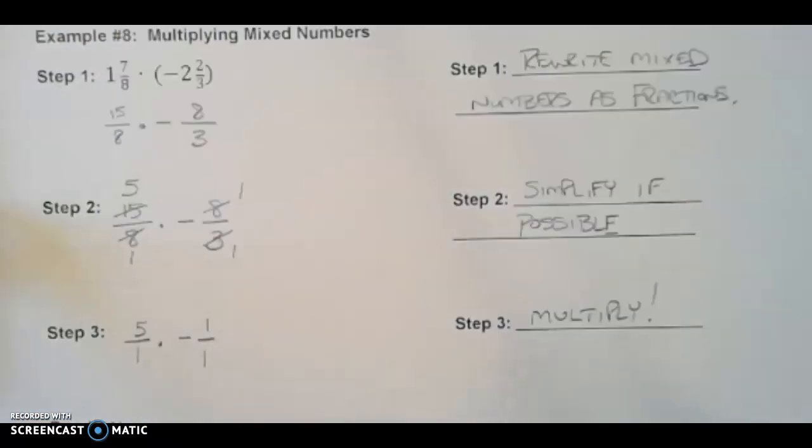Now that you have simplified, the only thing left to do is to multiply. So this is what it looked like after we simplified, and now when we multiply, a positive times a negative is a negative. 5 times 1 is 5. 1 times 1 is 1, so this is negative 5/1 or negative 5.